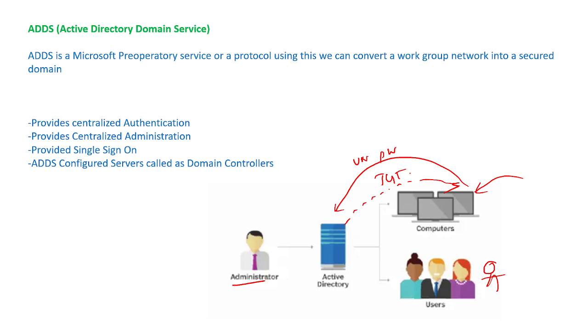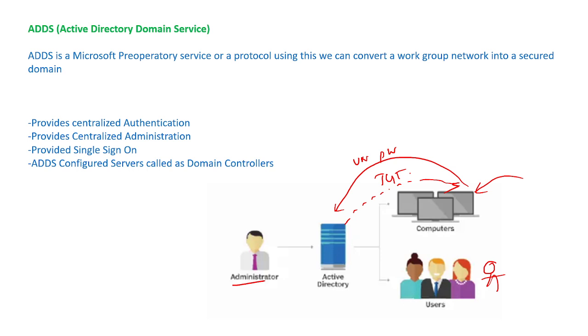No matter where the users are, whether working from home, in the office, in Hyderabad or Pune, wherever they are, it will always go to the domain controller and validate the authentication, and only then will it be allowed. That is called centralized authentication. Okay, and the next one is centralized administration.